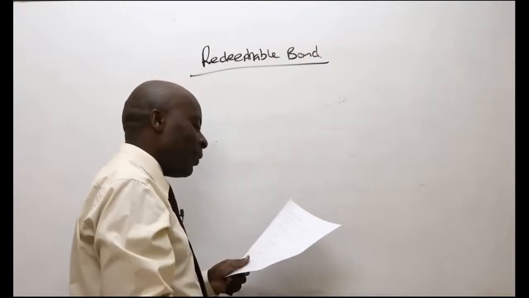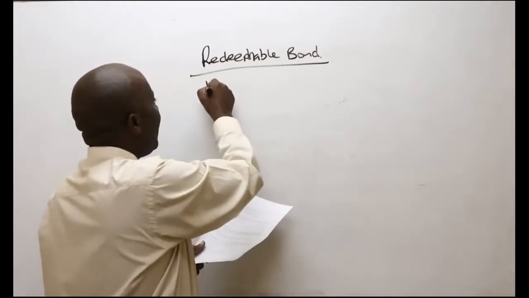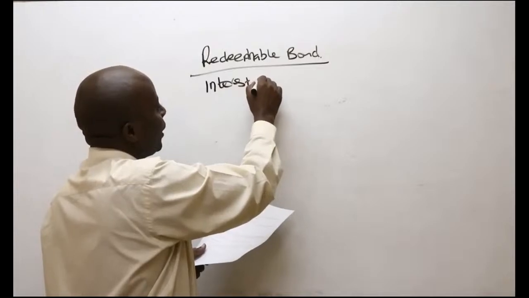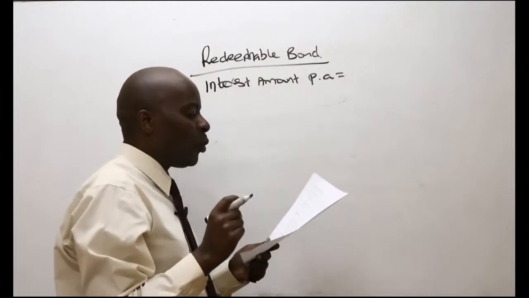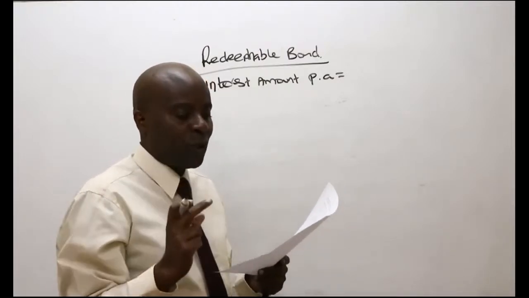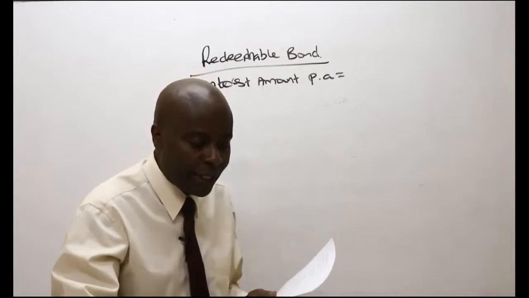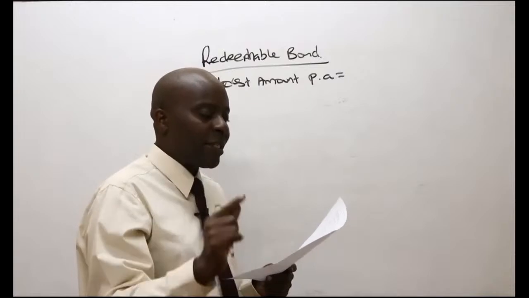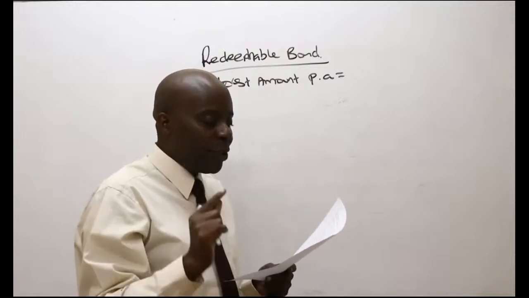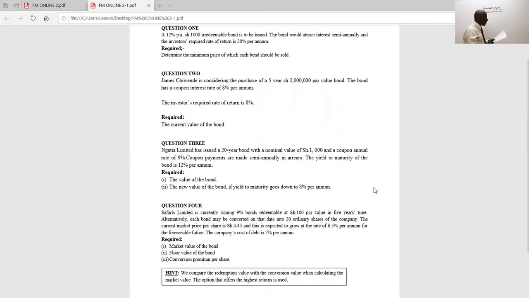So if it is redeemable, 2 things. Give me the interest amount per annum. The interest amount per annum, what do we have? They have given us the coupon interest rate. They have told us in this second line that the bond has a coupon interest rate of 8% per annum. So then this will be 8% of the par value, which is 2 million. So we have here 8% of 2 million.